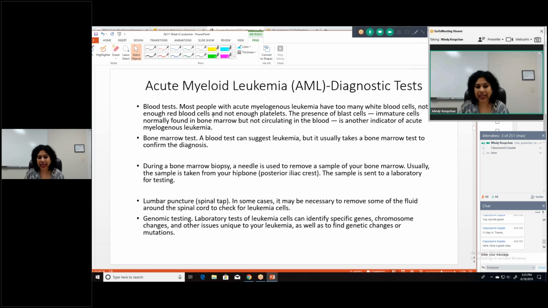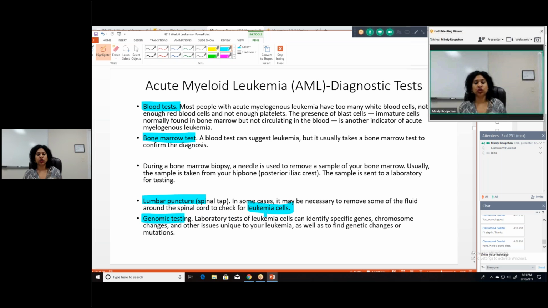So some tests that can be done, nothing unusual here. We can do a blood test, so you're trying to see now the presence of blast cells, which are the immature cells. They're found in the bone marrow, but they're not circulating in the blood. That's an indicator of acute myelogenous leukemia. We do a bone marrow test, which we just talked about. We do a lumbar puncture. We haven't seen that one yet, but we could do a lumbar puncture or spinal tap. So we take out some fluid around the spinal cord and check it for leukemia cells.